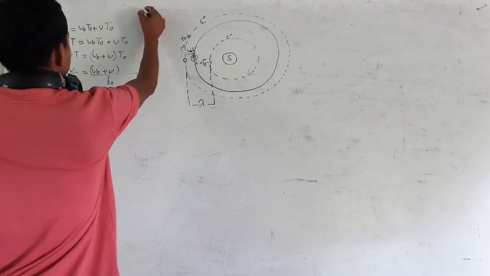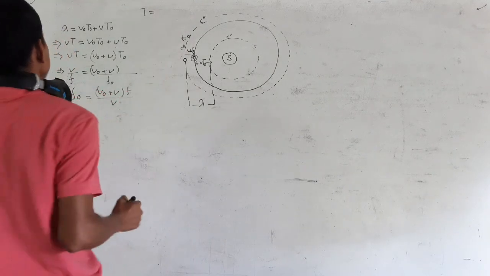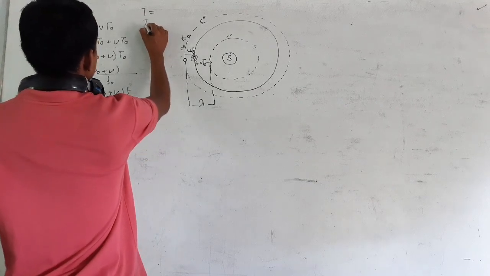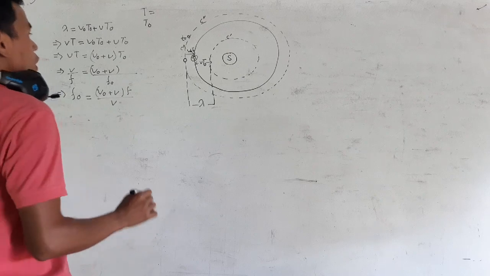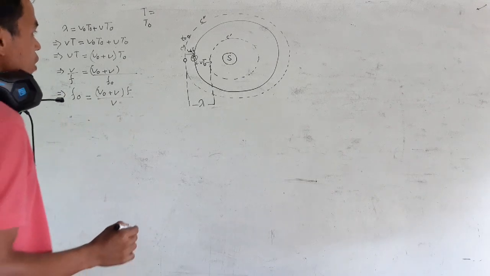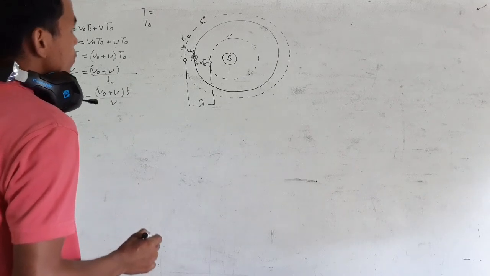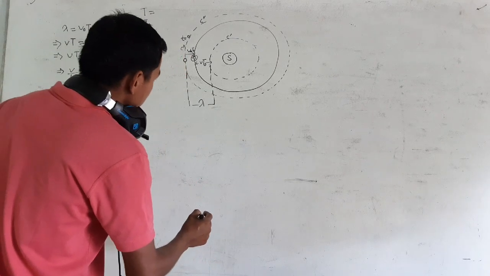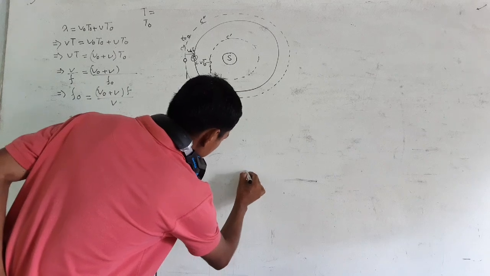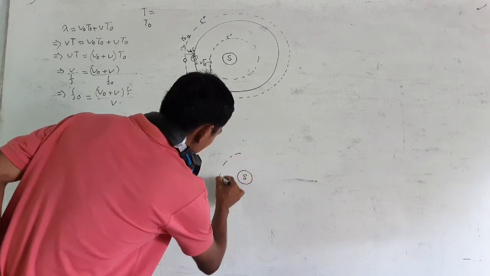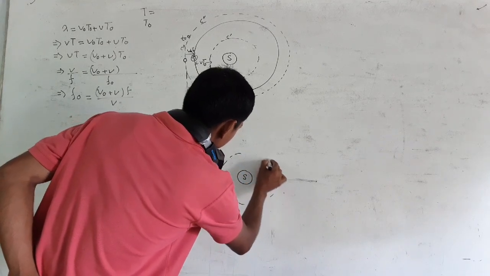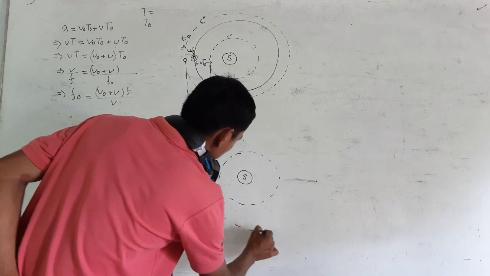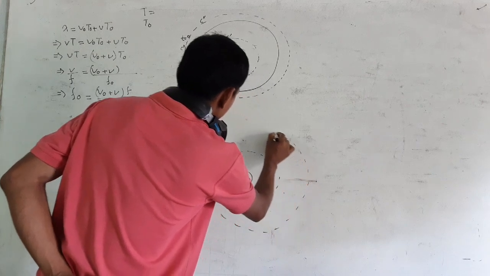Here, note down that capital T is the actual time period of the wave, but T naught is the observed time period of the wave as observed by the observer, which is moving with the speed v naught towards the source. Now, let's consider the next case when the source is stationary and the observer is moving away from the source.